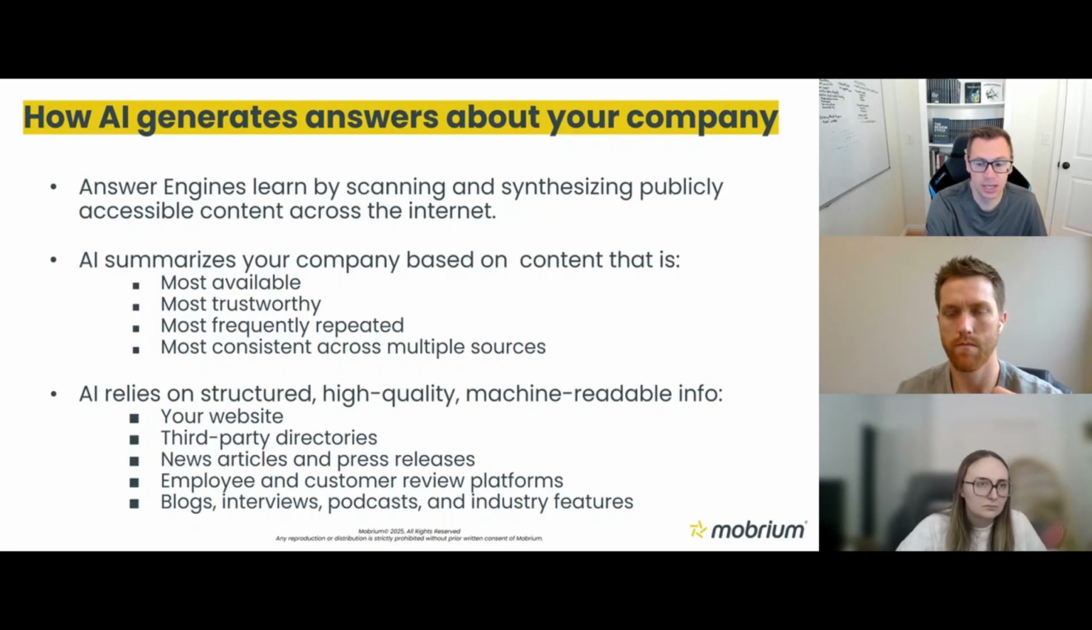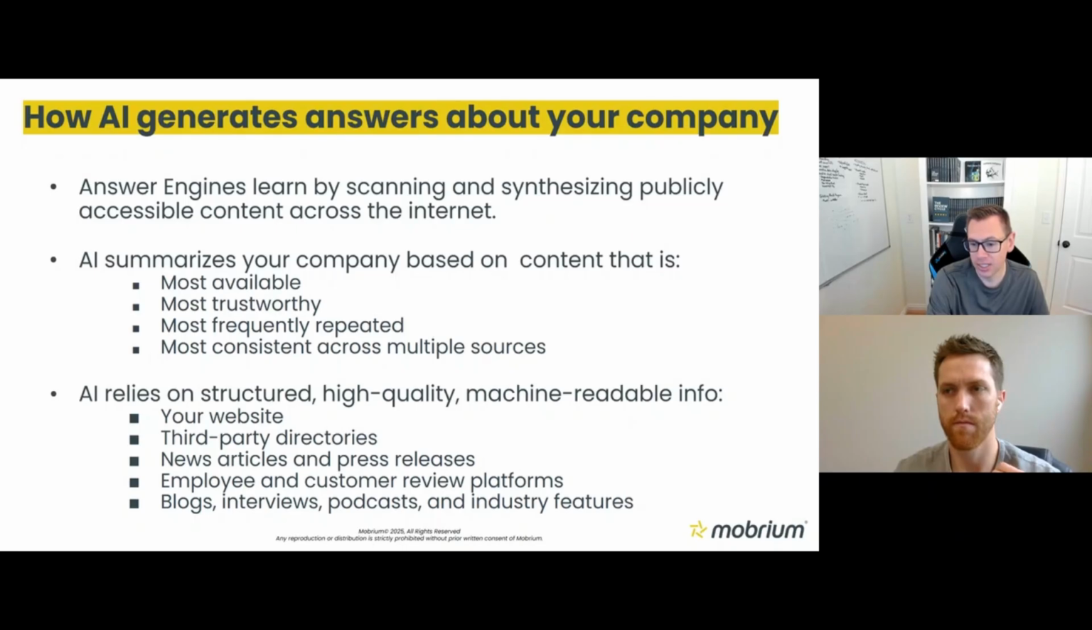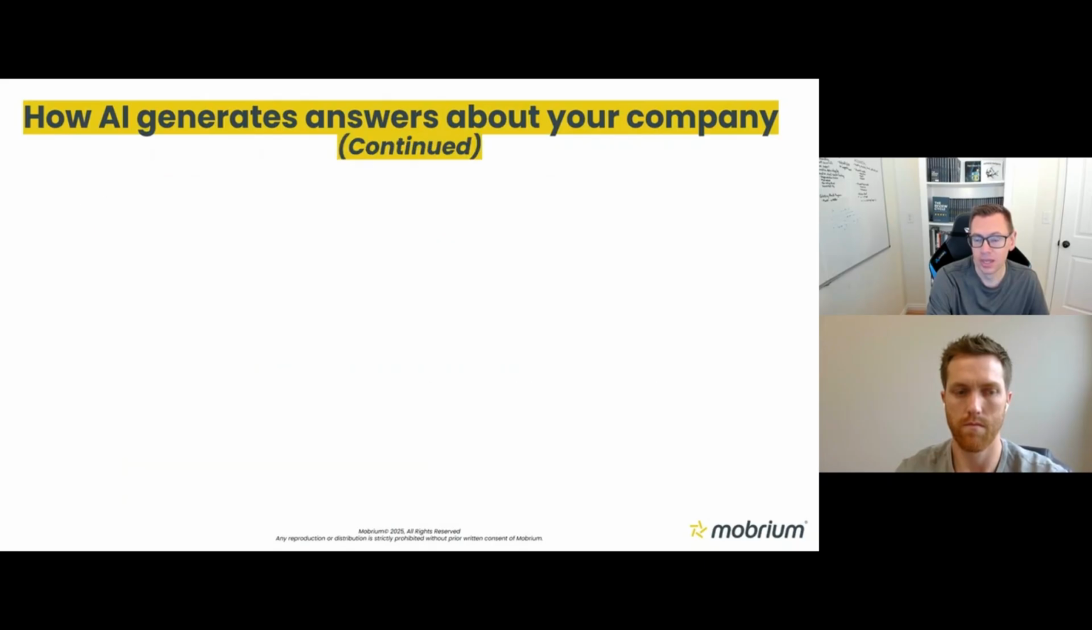Articles and press releases, it's getting info from there. Employee and customer reviews are high-consideration data points for AI, because it's third-party validation coming from individuals instead of brand-produced content. And then other types of content like blogs, interviews, podcasts, industry features, those are all important places where AI is looking to find info for you.